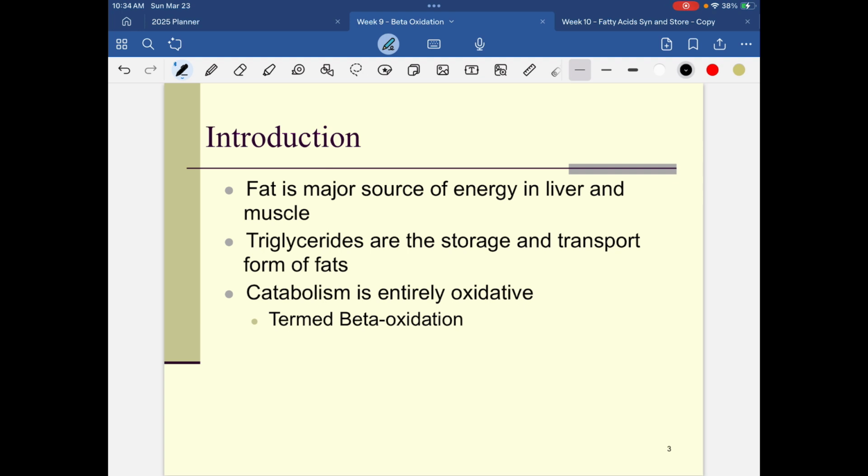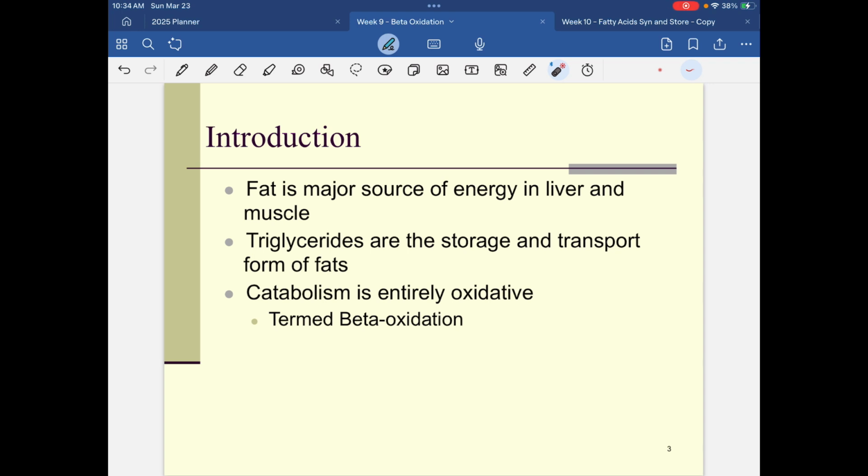And then when we break something down, that's called catabolism. We also have anabolism, which is the building up of molecules, but this time we're focusing on breaking them down. And the entire process of breaking down fatty acids is going to be oxidative. Don't panic, you know what this word means.